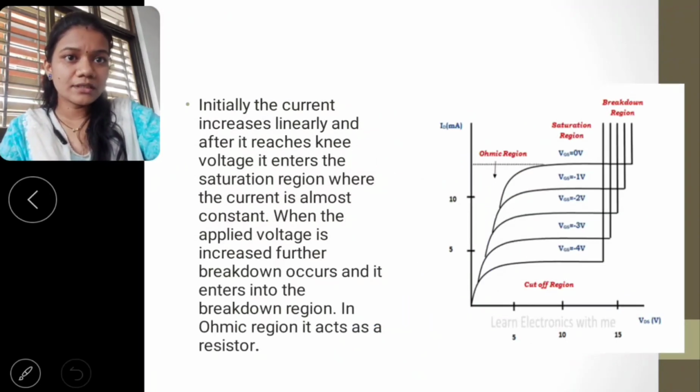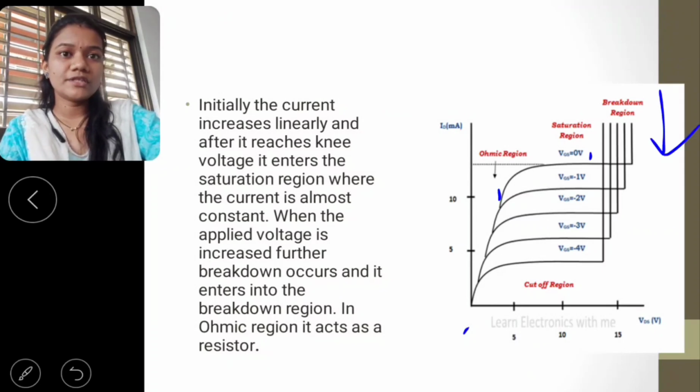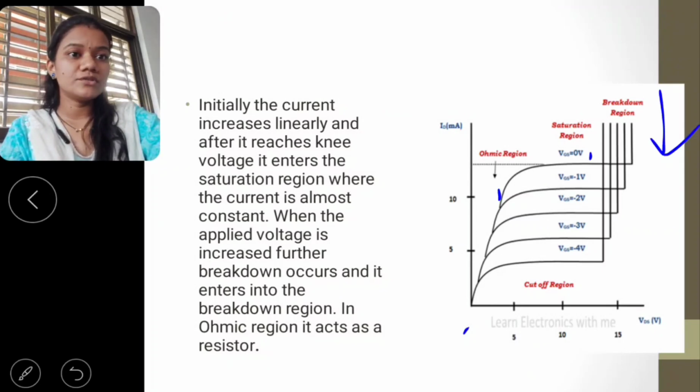So this is the graph. Initially the current increases linearly and then reaches the knee voltage. So this is your ohmic region, this is your saturation region, this is your breakdown region. As we have seen, these are the definitions of these regions. Then in this condition what happens?